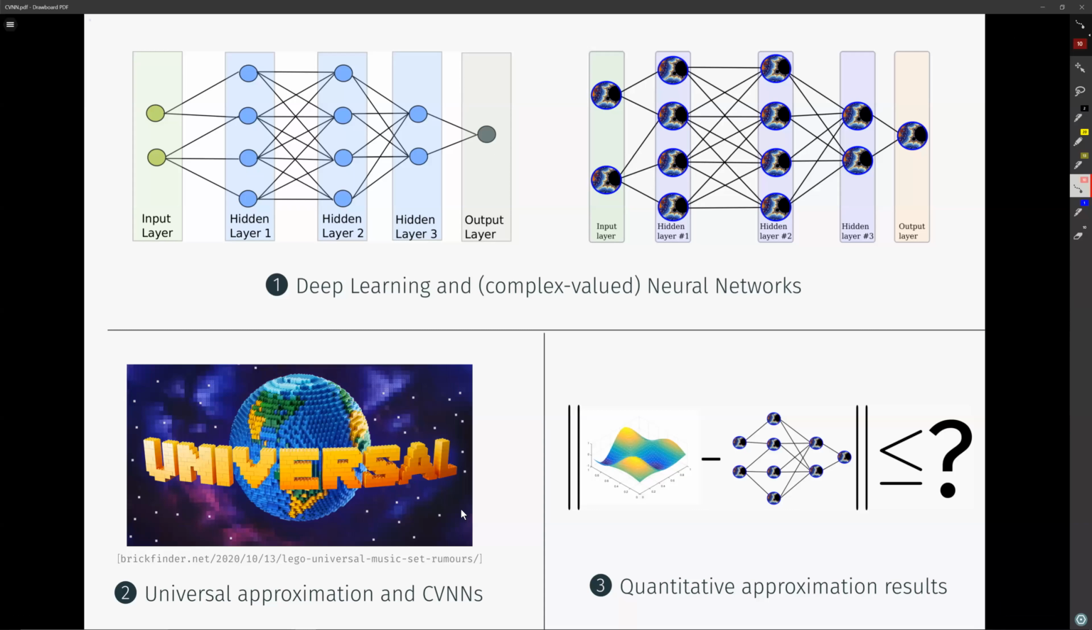And then in the last part, in some settings, it's interesting to look for more quantitative bounds. Say you want to know how wide do I have to make my network to achieve a given approximation accuracy. And some bounds like this can also be derived in the complex valued setting.